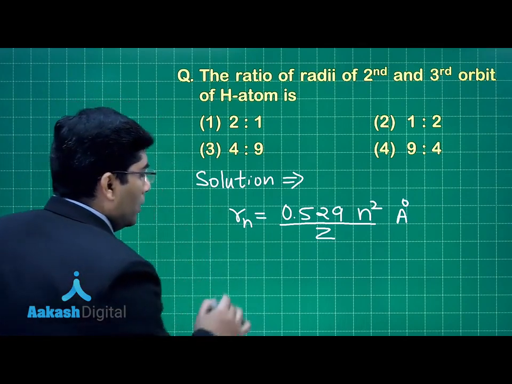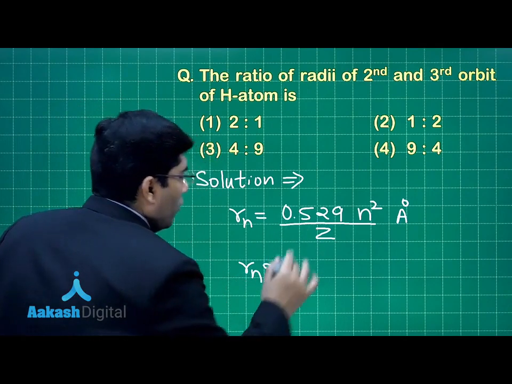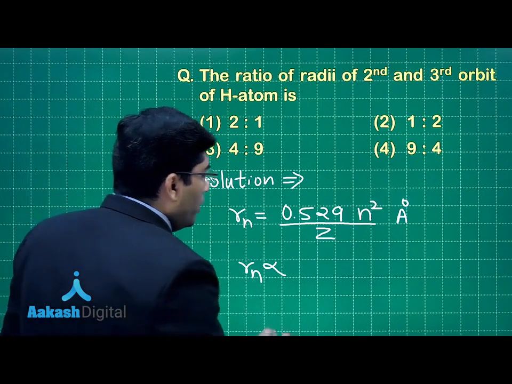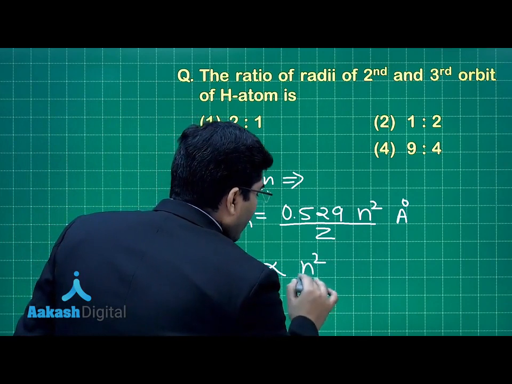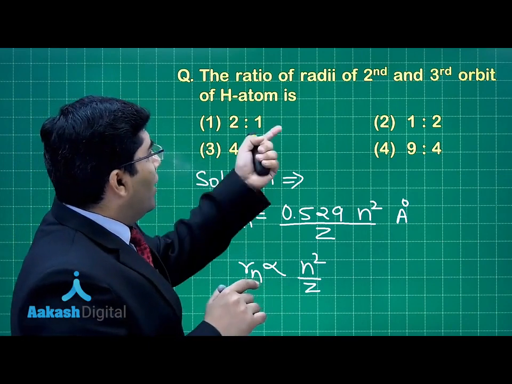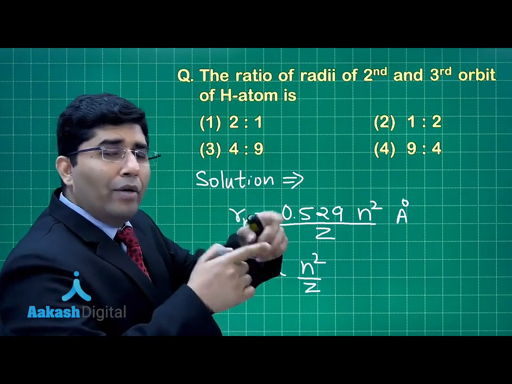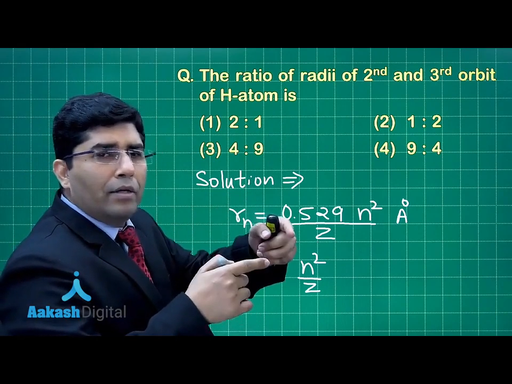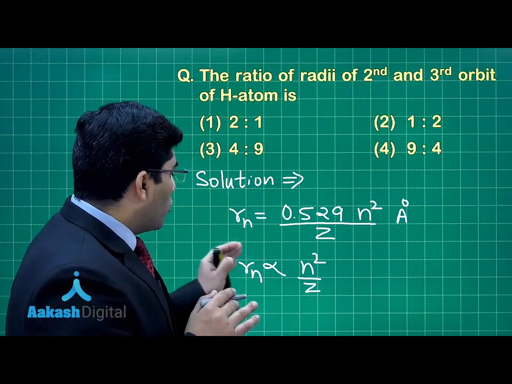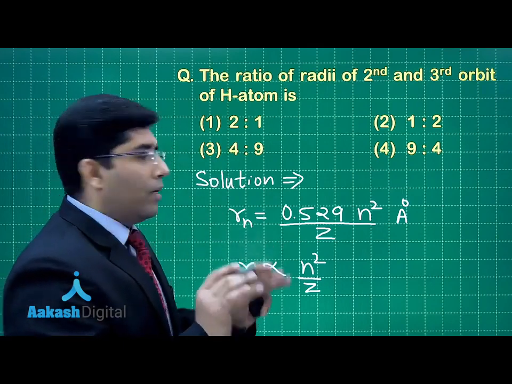Now before that, what we can do is find out the proportionality of Rn, and Rn is proportional to n square by z. So that method is also correct, that if you find out the radius of the second shell and the radius of the third shell, and divide it, you will get the answer, but that is a longer method. So what we are doing here, we can find out the proportionality of the radius. So R is proportional to n square by z. Since z is the same, we will take only R.